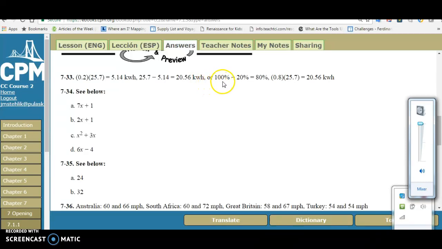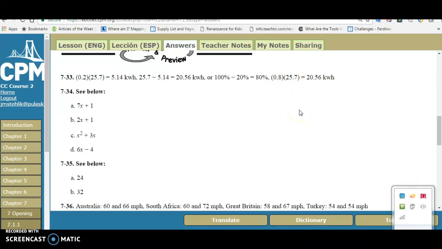It says, or you could have 100% minus 20% equals 80. The other way of doing that is you could have 0.8, which is 80%, times 25.7, which gives you the 20.56. So just notice that in the first way that it's shown, there are two steps: finding what 20% is, and then subtracting that from the original amount. The other way is to do it in one step, which is 80% of 25.7. That's really what we're going to be working on today for your homework, so this is a good problem to refer back to.